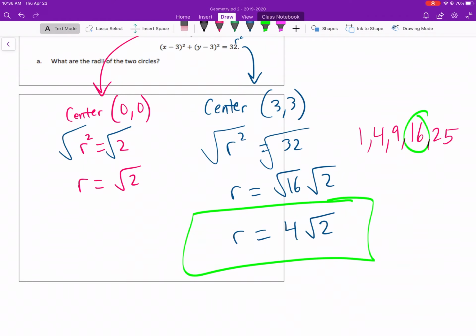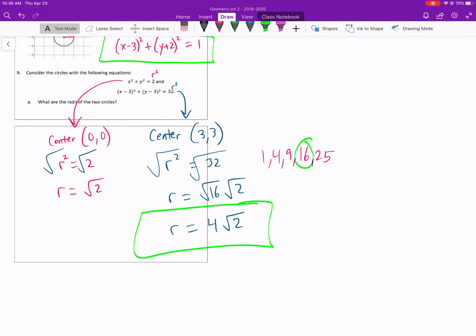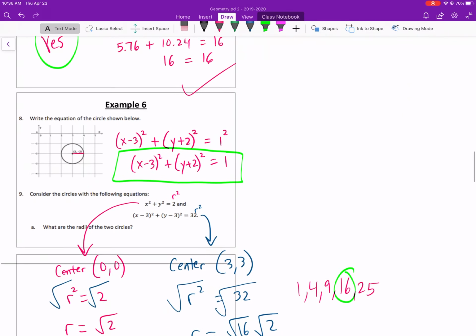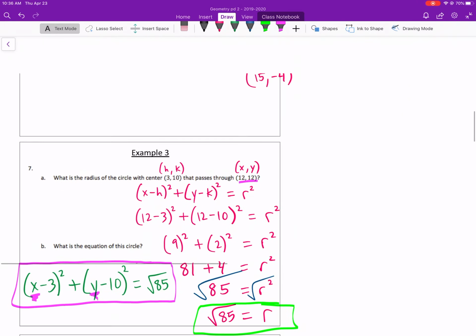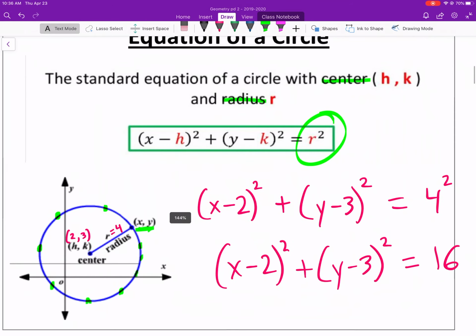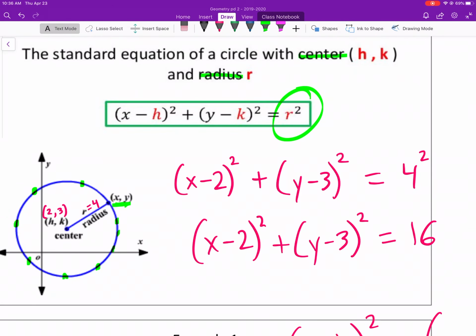All right guys, your Delta Math is due tonight at 8 o'clock. Please make sure you get that done. Please remember what this equation means, right? Your center is the HK, your radius is the radius, right? And that x, y could be used if they give you some point that it passes through.